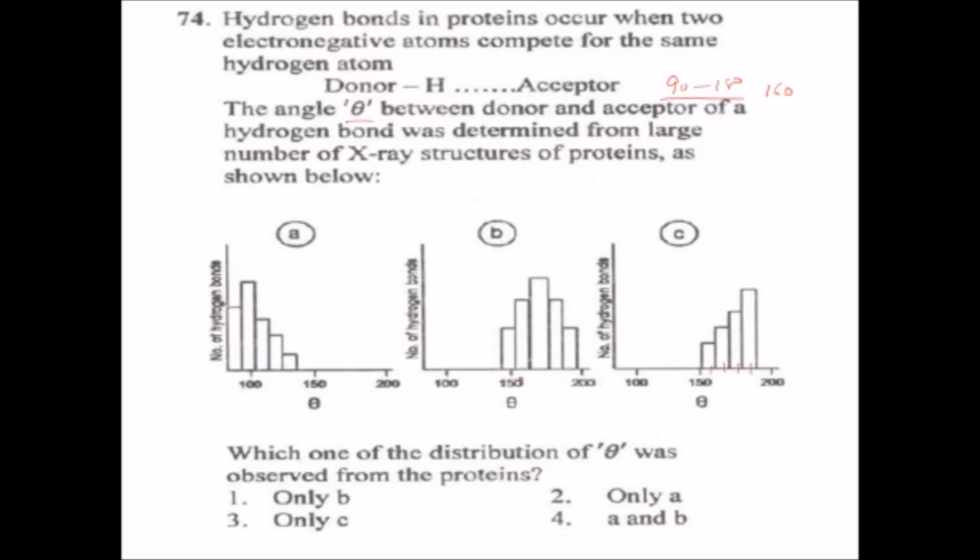degrees. But if you see this angle, it's far beyond 90 degrees, and this one is also far less than 160 degrees, which is the most appropriate angle between the donor and acceptor. So the answer will be only C. As per this, the answer will be number 3.